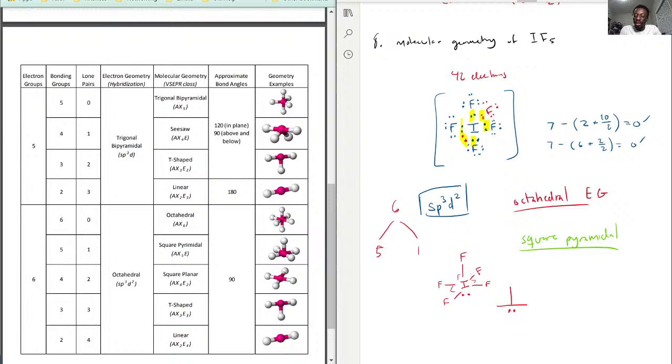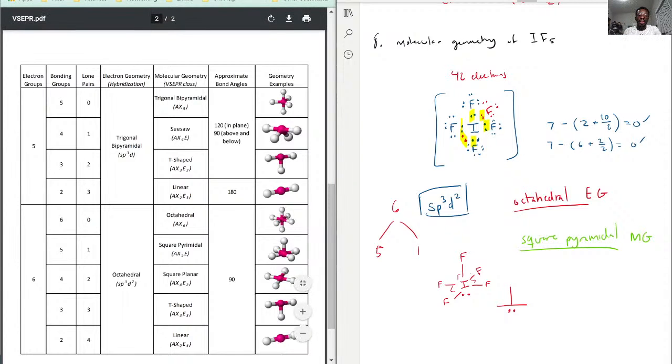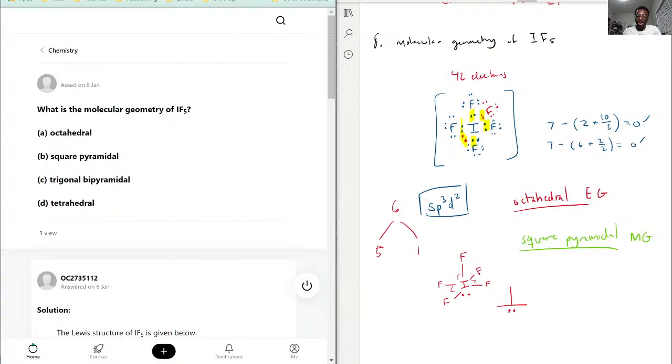So like I said, this is now the molecular geometry. Octahedral would be its electron geometry, so that one would be wrong. So looking at these choices, the correct answer is actually going to be B. That will be the molecular geometry of iodine pentafluoride.